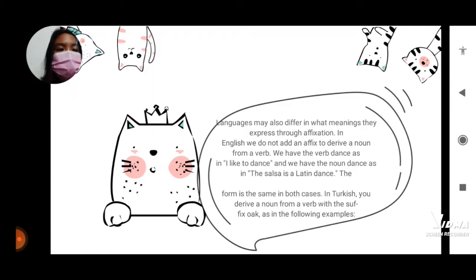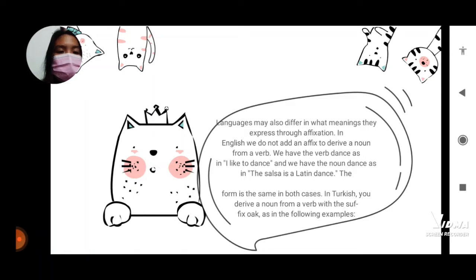Languages may also differ in what meanings they express through affixation. In English, we do not add an affix to derive a noun form from a verb. We have the verb dance as in I like to dance, and we have the noun dance as in the salsa is a Latin dance. The form is the same in both cases.